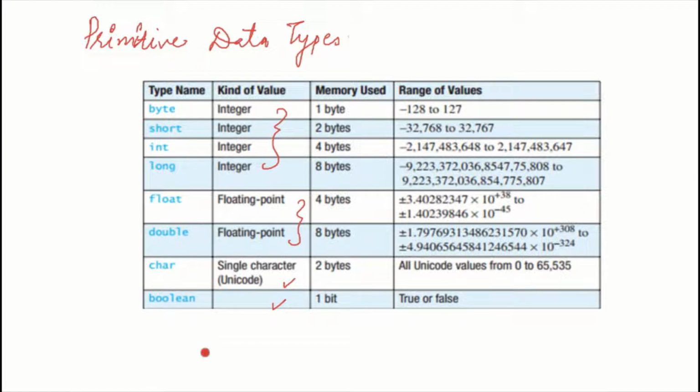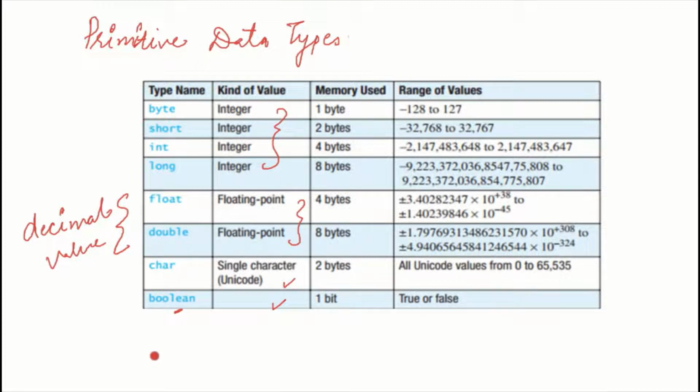Byte is there, short is there, integer and long, which come under one category, that is integer. For floating point or decimal values, we have two data types: float and double. To store a character, we have char. For true and false, we have the Boolean type.